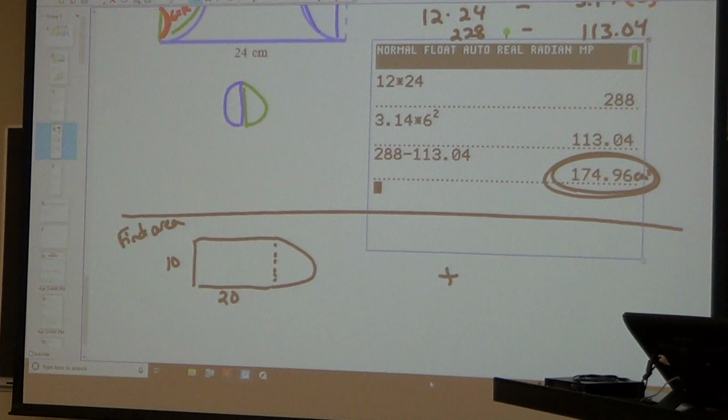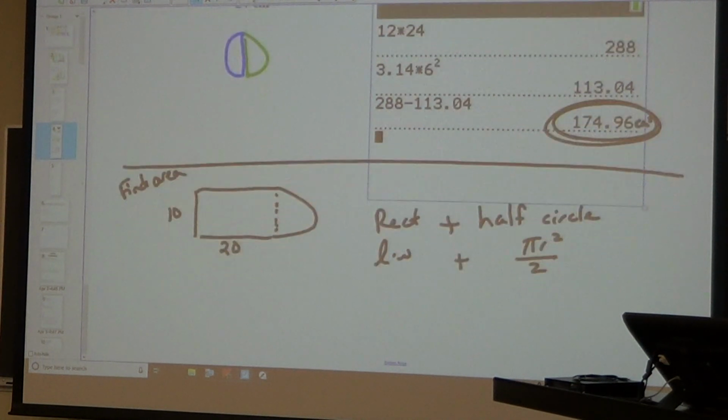And what did I start with? A rectangle, or as Terry calls it, a triangle. And what am I adding? A full circle or a half circle? We're adding a half circle. So this is going to be length times width, this is going to be pi r squared, and what do I need to do with that pi r squared? Divide it by 2, because I only need half the circle.